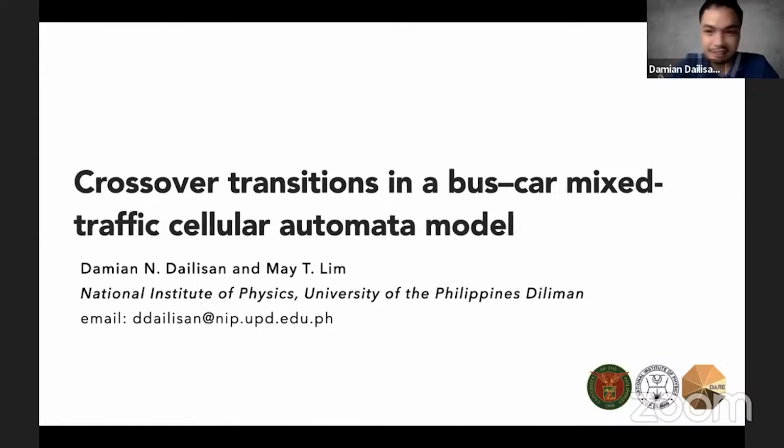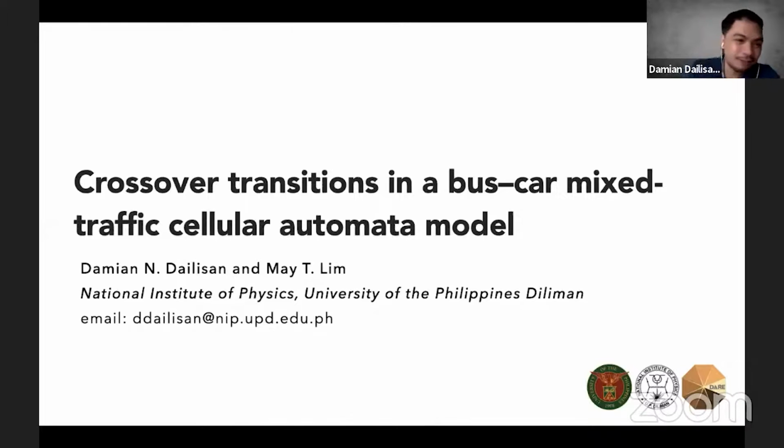All right. Good morning, everyone. So thank you, May, for that introduction. Once again, I'm Damian, and I'm presenting my work together with May. So today we're going to talk about these crossover transitions in a bus car mixed traffic cellular automata model.